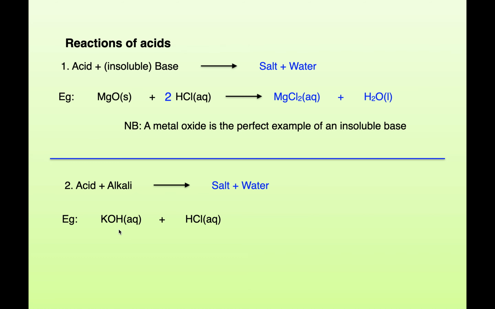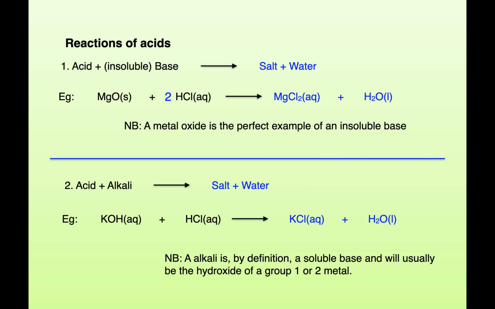So again, you're going to get water from H and OH. So the potassium is going to form a compound with the chlorine or the chloride, potassium chloride, and water. Look at the balancing. Seems fine, no? Okay, an alkali by definition is a soluble base. Usually it's a hydroxide of group 1 or 2 metal if it's soluble.